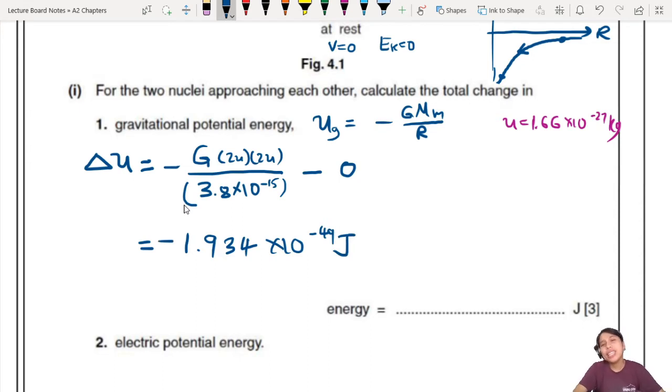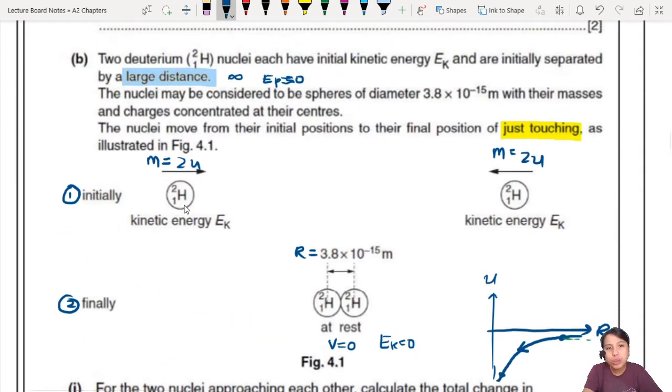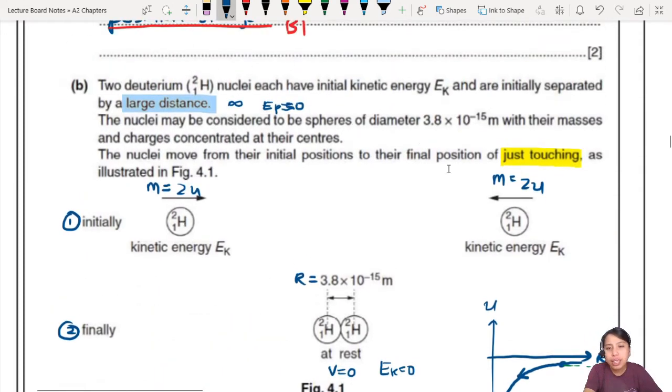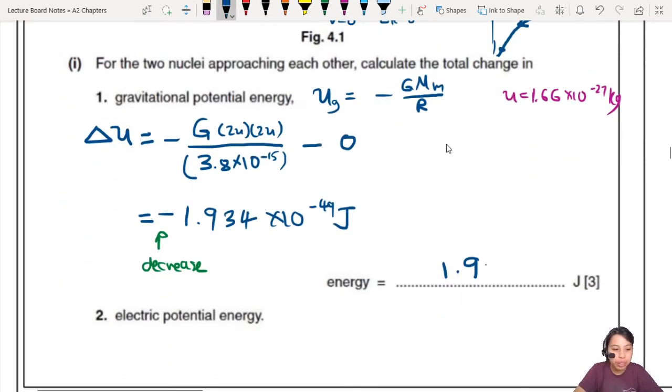Negative. What the negative tells you is just a decrease, but you don't really care if it's a decrease or increase. You see the graph on the top right? You start off pretty high, close to zero, and at zero you decrease all the way down to a potential well. But we don't really care, so it doesn't matter if you write negative or not. So I'm just going to write 1.9. How many SF should I use? I could do 2, I could do 3. Because the values that they gave me are in 2SF, 3SF, sure, I'll do 1.93 times 10 to the negative 49.